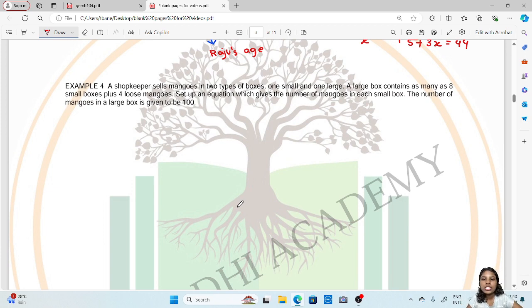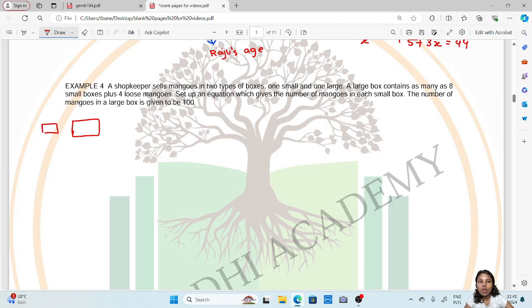Now let's look at this one. A shopkeeper sells mangoes in 2 types of boxes, one small and one large. A large box contains as many as 8 small boxes plus 4 loose mangoes. Set up an equation which gives the number of mangoes in each small box. The number of mangoes in a large box is given to be 100. So now what they have said, that a shopkeeper sells mangoes in 2 types of boxes. One is a small box and one is a larger box.